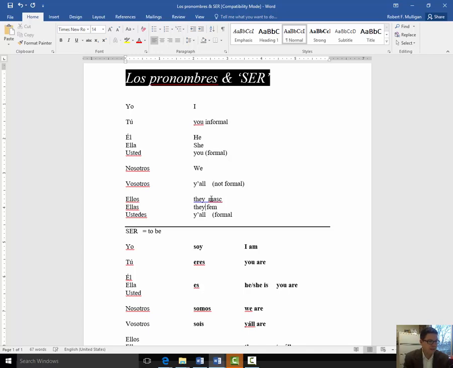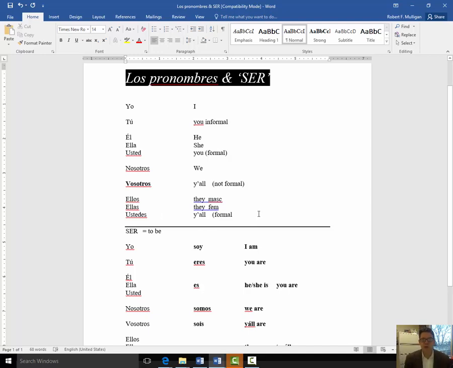And then we have ustedes, which is also y'all, but formal. Again, when would we use this? Well, you'd use vosotros when you're speaking to your friends in an informal situation. Ustedes, you might use when speaking to professors, when speaking to your priests, when speaking to business associates, maybe a client, etc. So, let's recap this.